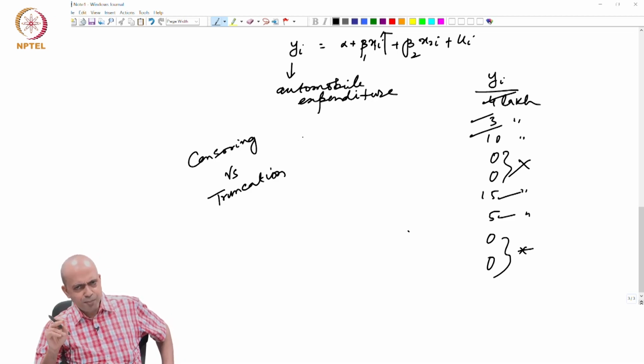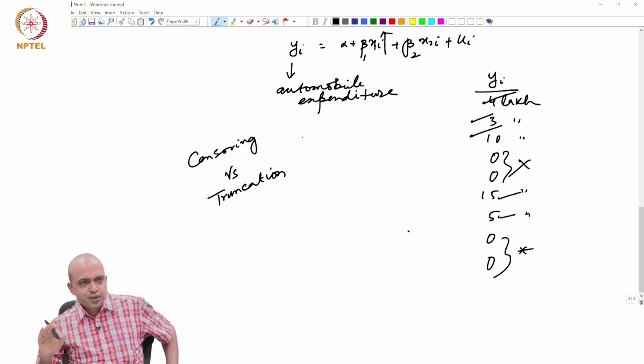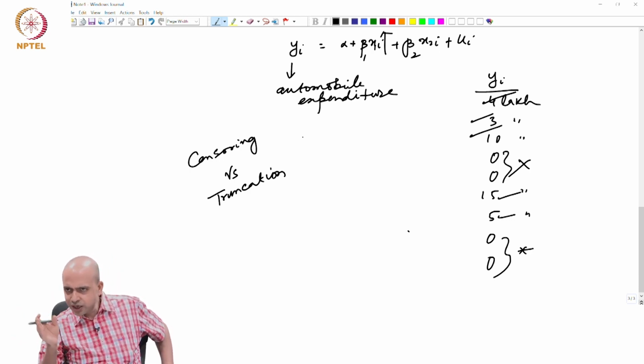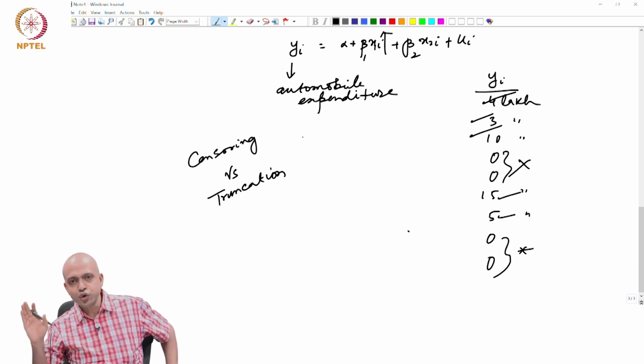Mostly truncation happens in the pre-sampling period itself. So, for example, my objective is to estimate the elasticity of automobile expenditure only for those households who have a vehicle. So, I will go to the individual, ask if you have a vehicle, then I will interview. If they say no, I will not interview the household at all.